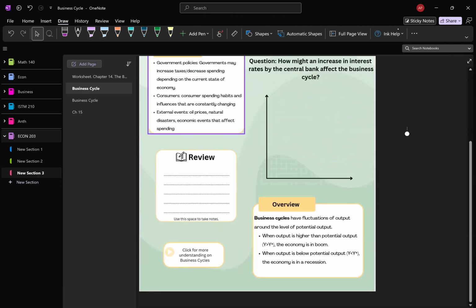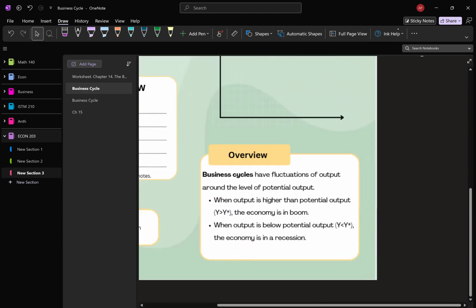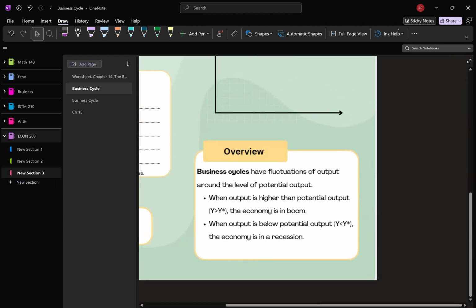Okay, let's go over the overview. So, business cycles have fluctuations of output around the level of potential output. When output is higher than potential output, meaning Y is greater than the potential output, the economy is in boom. When output is below potential output, the economy is in recession.